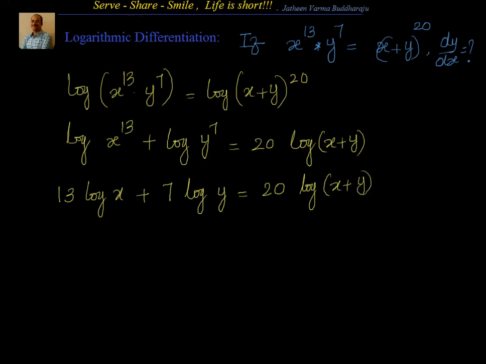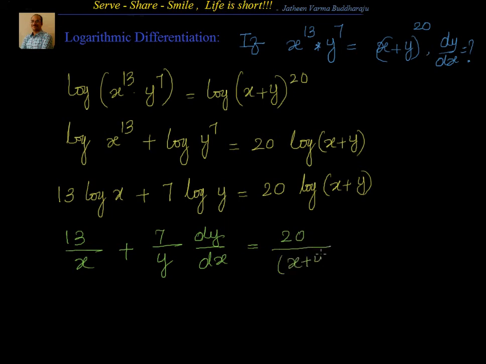Now let's apply the derivative, differentiating on both sides. We will have 13 by x plus 7 by y dy by dx. The derivative of log y is 1 by y, and we have d by dx of y is dy by dx. Similarly here, 20 log of x plus y gives 1 by x plus y, and the derivative of x plus y is derivative of x is 1 and derivative of y is dy by dx.